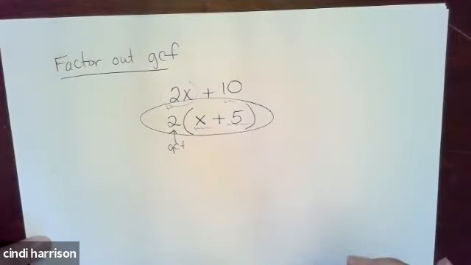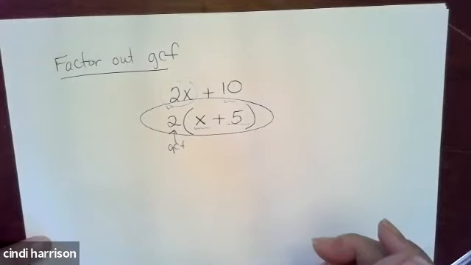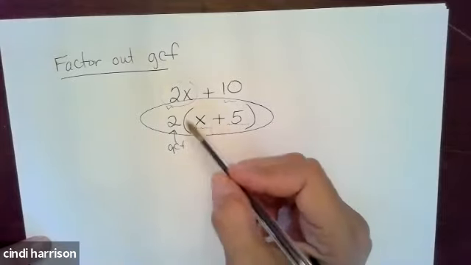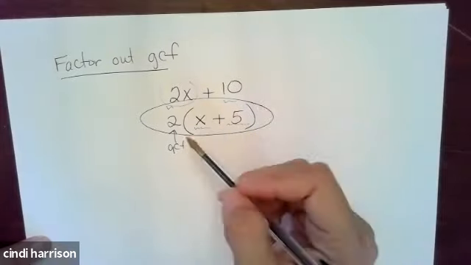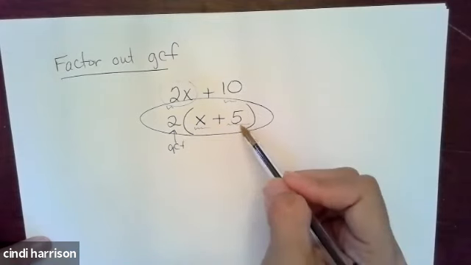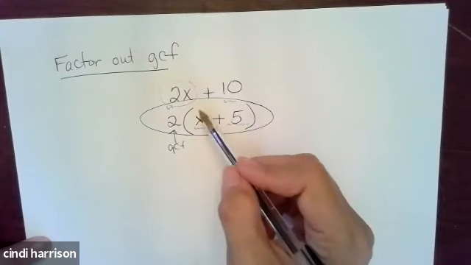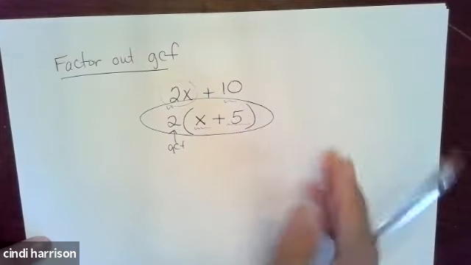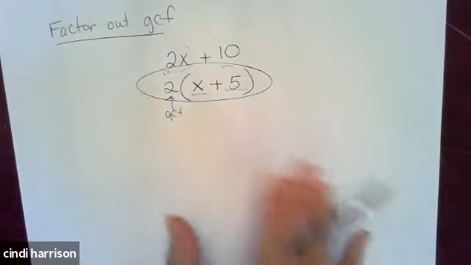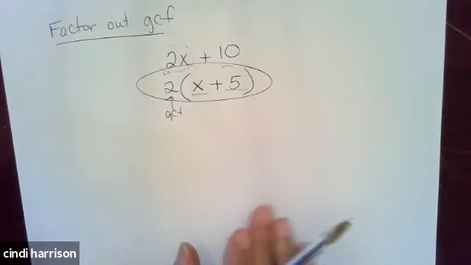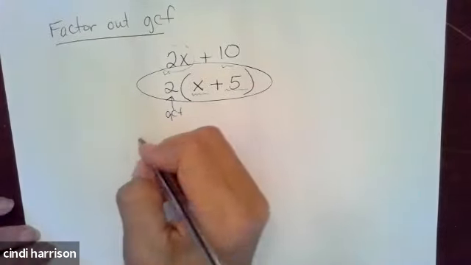So what I have here then is a factorization of 2x plus 10. I've taken 2x plus 10 and rewritten it as a multiplication. Now I have 2 times x plus 5. And again, you can check it by doing the distributive properties. You can always check these by multiplying them and being sure you get what you started with.